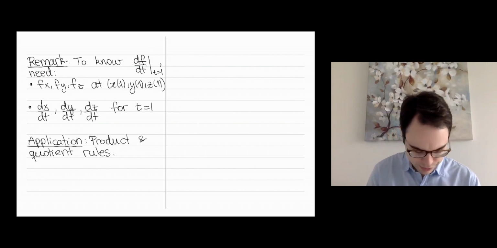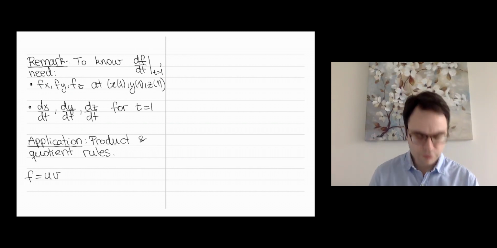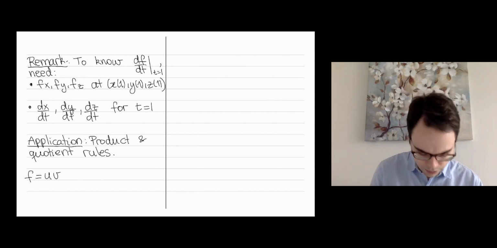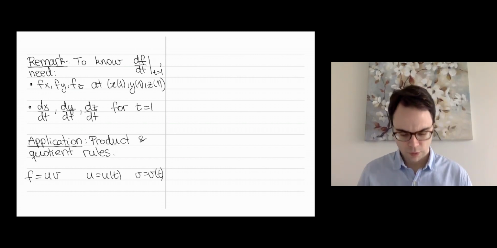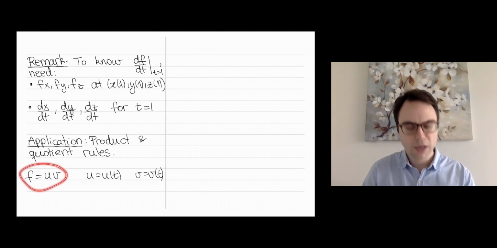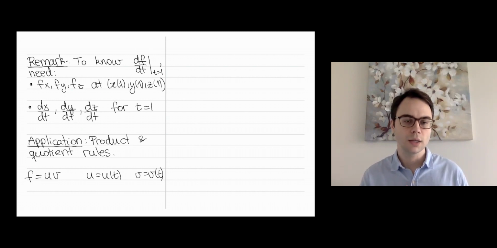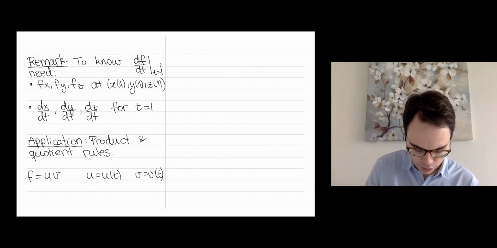Here's the setup. We want to differentiate f, the product of two functions, u and v, where u and v are functions of t. So here f doesn't depend on x, y, and z; f depends on u and v, which in turn depend on t. We want to know how fast f, the product of u and v, changes with t. And here's what the chain rule tells us.